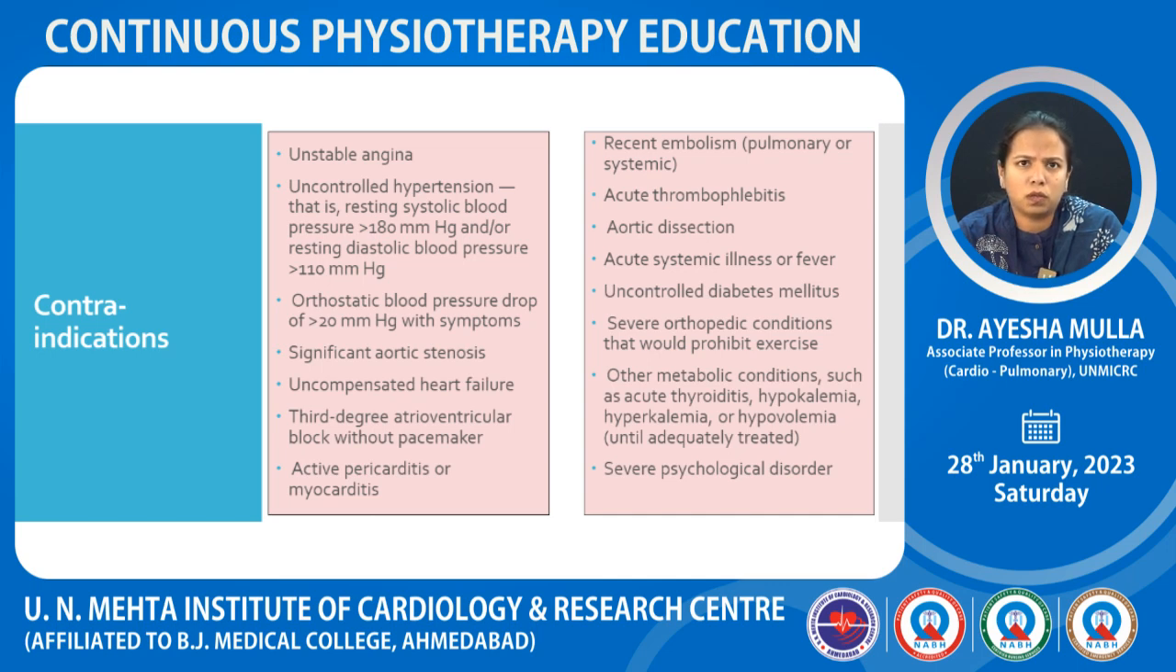Next is orthostatic blood pressure drop more than 20 mm of Hg, and significant aortic stenosis. Uncompensated heart failure patients are also contraindicated. Third degree atrioventricular block without a pacemaker, active pericarditis and myocarditis, recent embolism, acute thrombophlebitis, aortic dissection, acute systemic illness or fever are also contraindicated. Uncontrolled diabetes mellitus, severe orthopedic conditions that would prohibit exercise, and other metabolic conditions such as acute thyroiditis, hypokalemia, hyperkalemia, hypovolemia are contraindicated, and also severe psychological disorders.